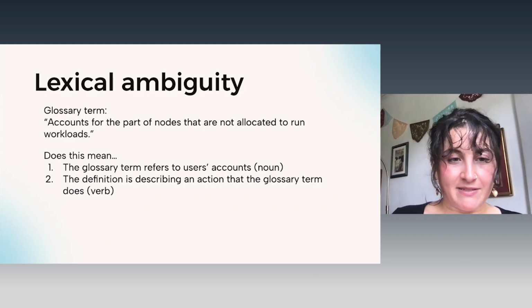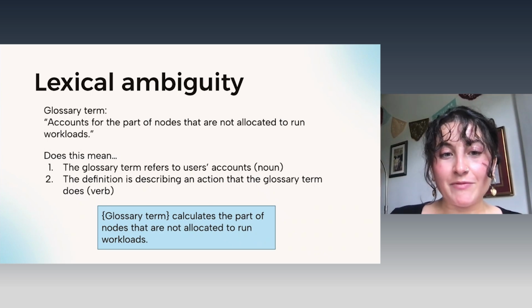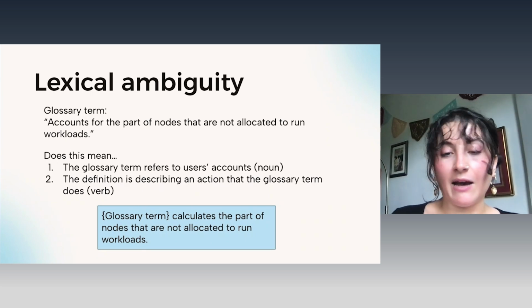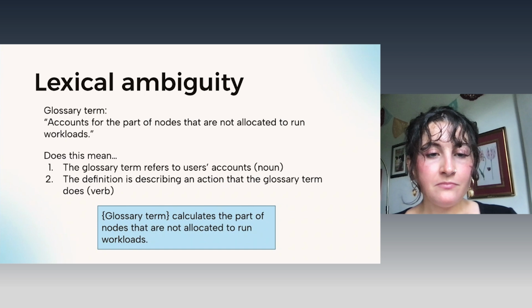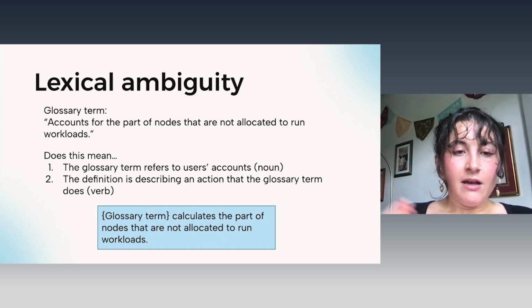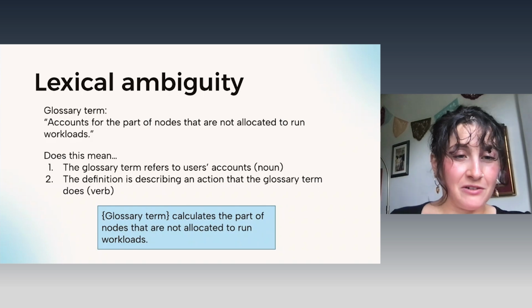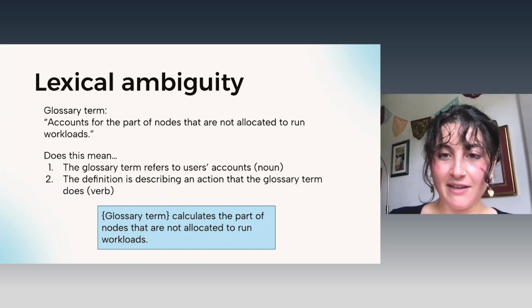There was two distinct possibilities. So how might we fix this? Well, put simply, in my example, I wanted to use a word that can only be a verb. So calculates cannot be a noun. The noun version of calculates is calculations. So we could consider something like the glossary term calculates the part of nodes that are not allocated to run workloads.